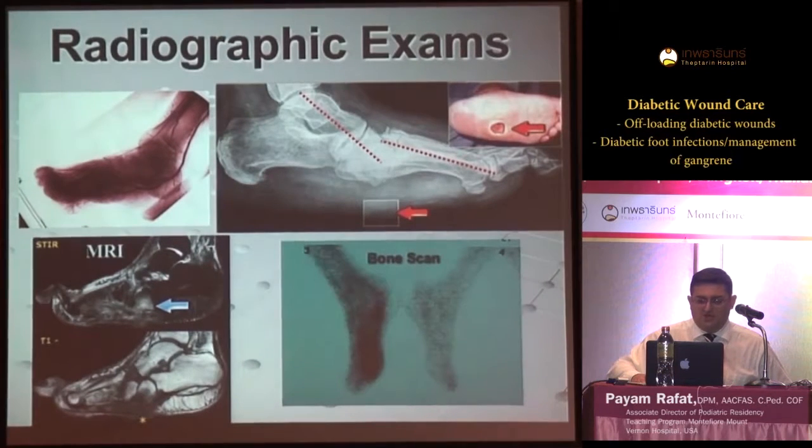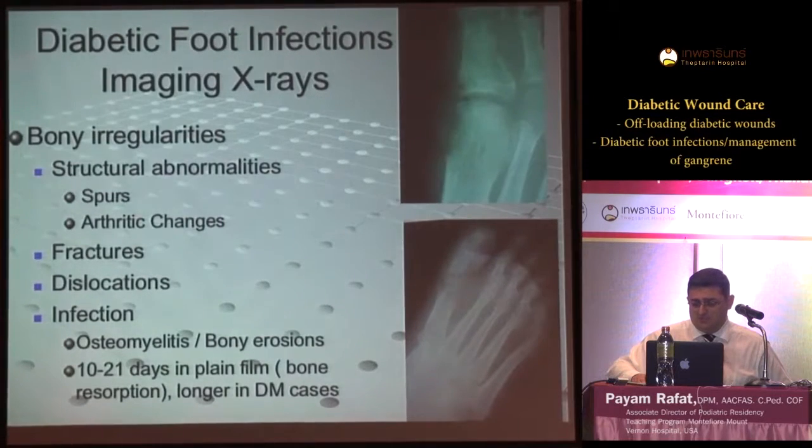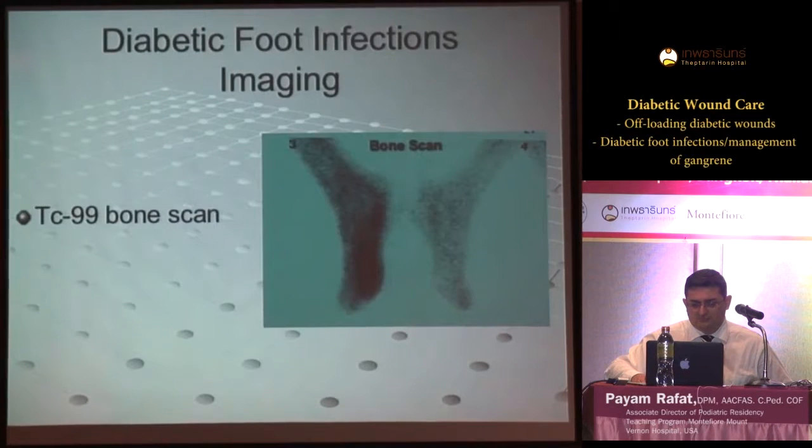There's various radiologic exams that can assist us in assessing our patients. Plain radiographs can be used to assess for bony irregularities, structural abnormalities such as spurs, arthritic changes, fractures, dislocations, infections. But osteomyelitis may not show up until 2 to 3 weeks after, especially in our diabetics. So we can't always rely on that in the early stages.